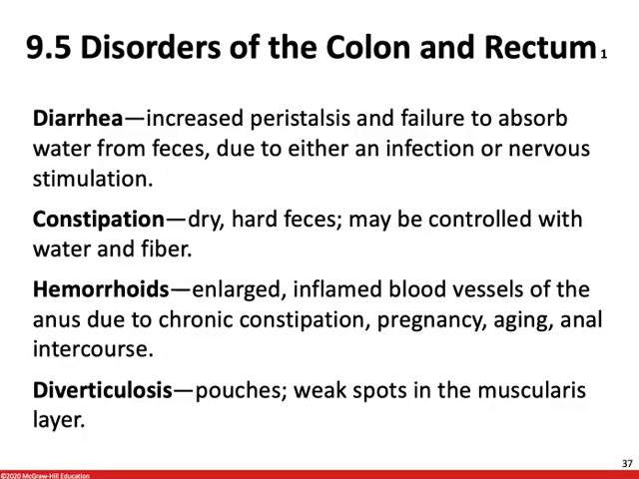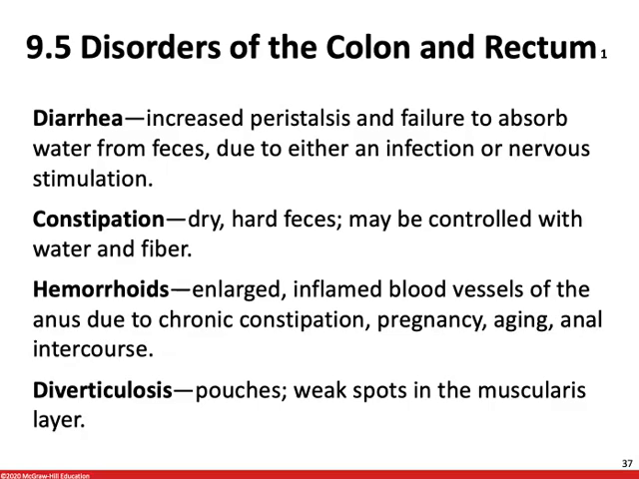Now, there are quite a few potential homeostatic imbalances with the colon and rectum. As we stated earlier, diarrhea is caused by increased peristalsis and failure to absorb water from the feces. So either we're moving the food too quickly and we're not absorbing the water from it, or there is potentially an infection or nervous stimulation that's causing that peristalsis. Now, constipation is dry, hard feces, which is caused by slow movement. We're absorbing too much water out of the feces. Now, this can usually be fixed by ingesting more fiber, that indigestible cellulose that we cannot break down, or increasing our water intake.